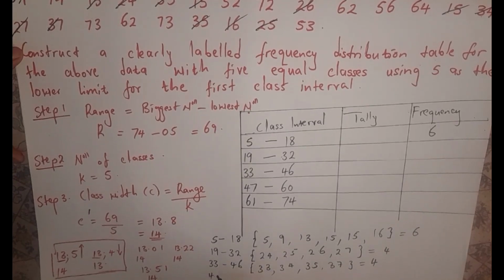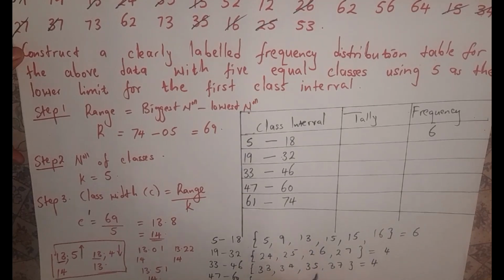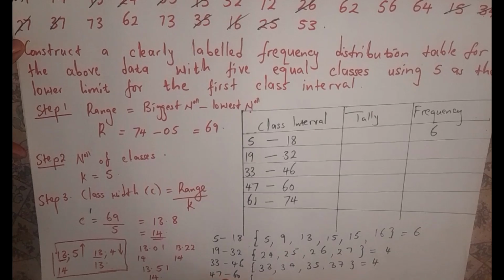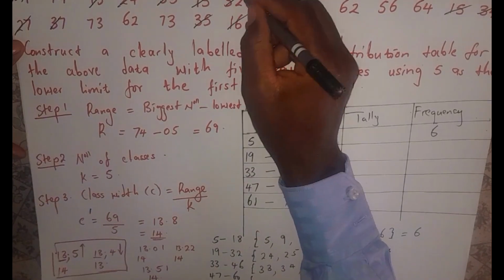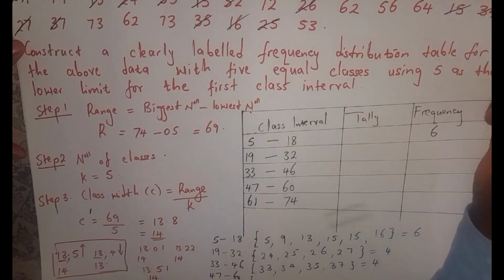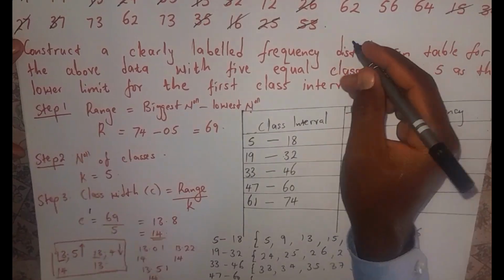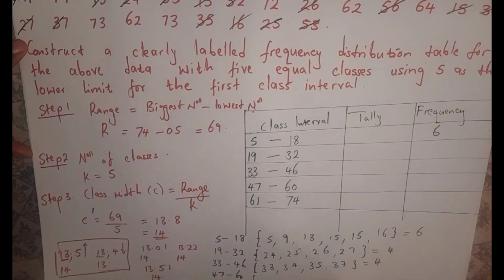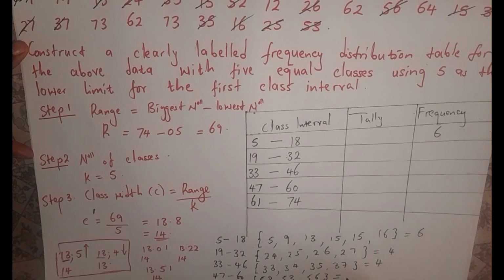And then 47 to 60. We are going to repeat this process. In 47 to 60, we are going to take 52, 1, 53, 2, 56, 3, and then it's done. So here we are having 52, 53, and 56, which equals 3.